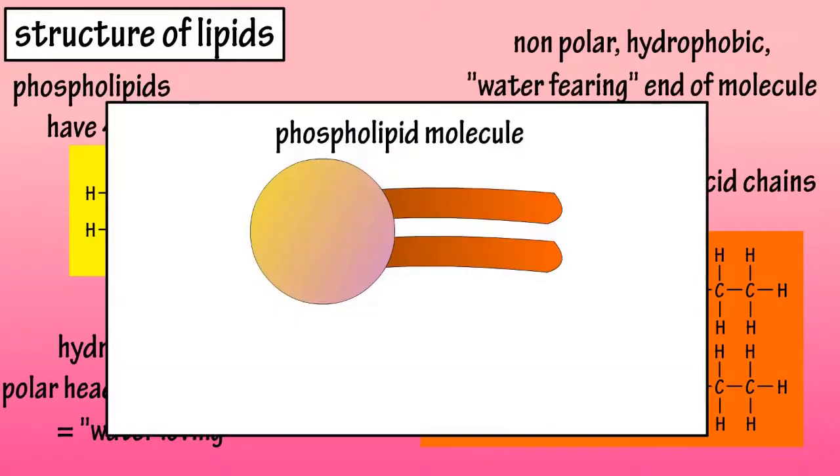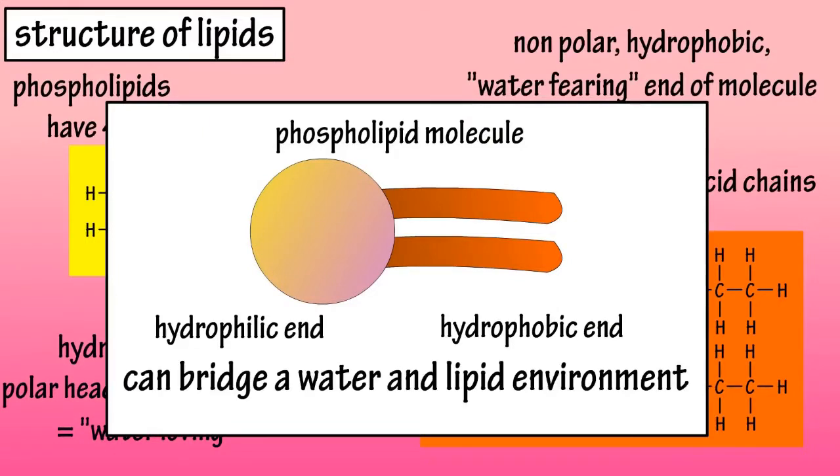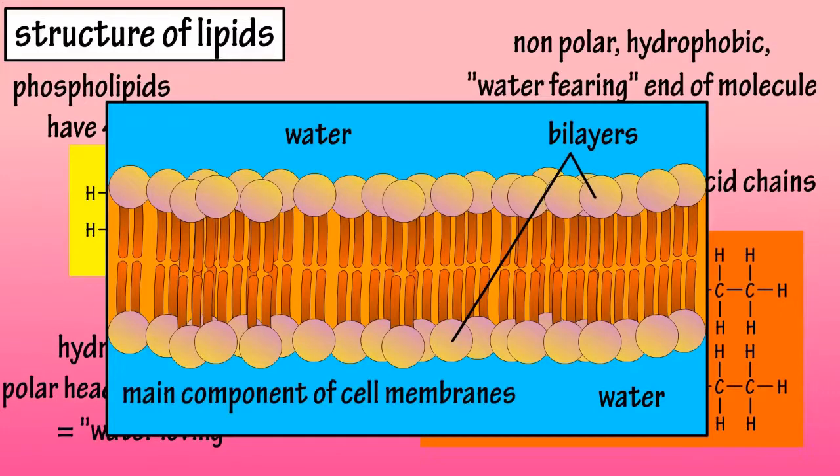This property, having a hydrophilic and a hydrophobic region, allows this molecule to join or bridge a water environment and a lipid environment. So, in water, these molecules will form bilayers, with the fatty acid tails facing each other and the heads facing outwards, as you can see here. Phospholipids are the main component of cell membranes.